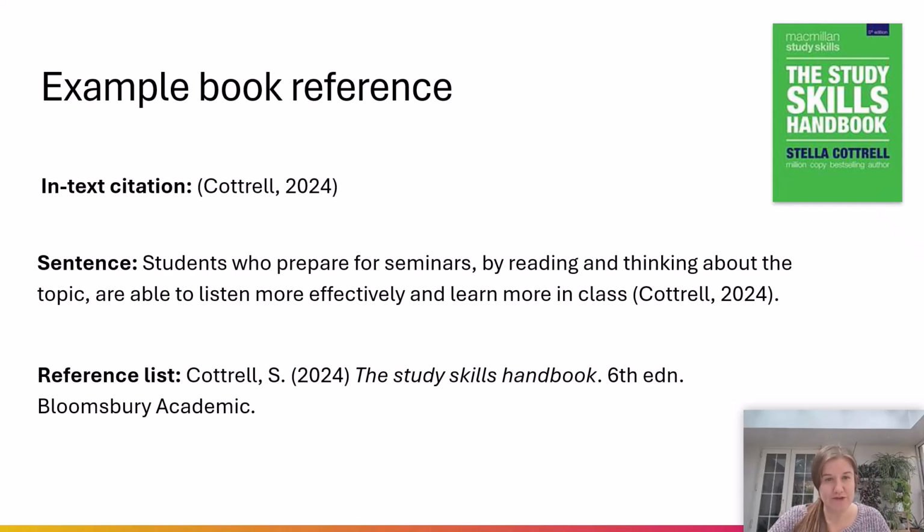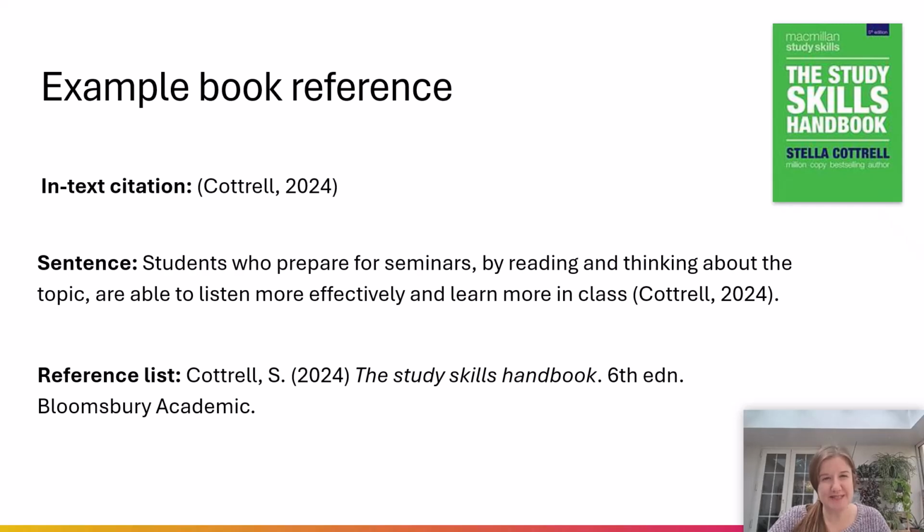In the reference list, the author's surname is then followed by a comma and their first initial, S. Then we've got the year of publication again in brackets. After that, we have the title of the book. In Brookes Harvard, book titles should be in italics. Then we've got the edition number, and that's slightly abbreviated to 6th edn. Edn just stands for edition. And finally, we've got the name of the publisher, and we end with a full stop.